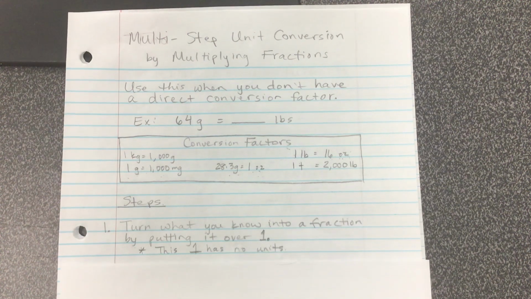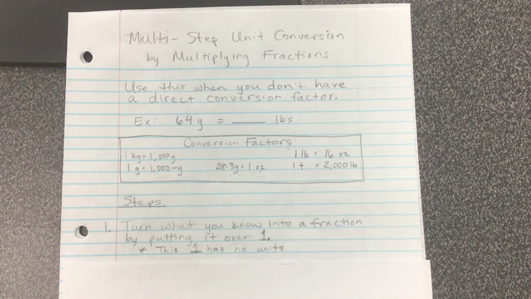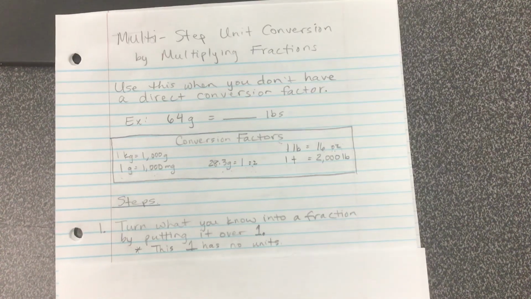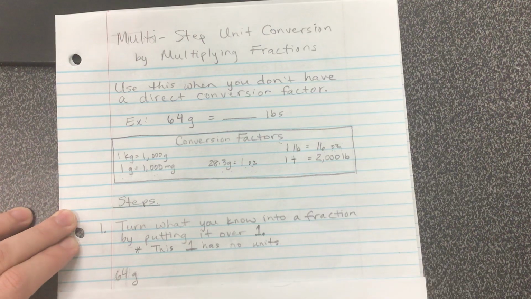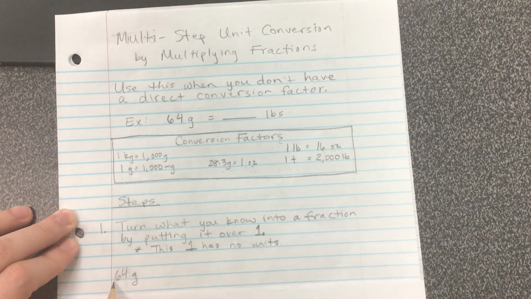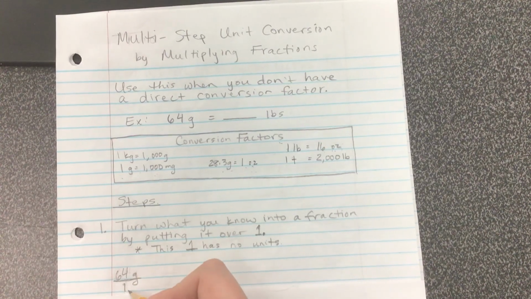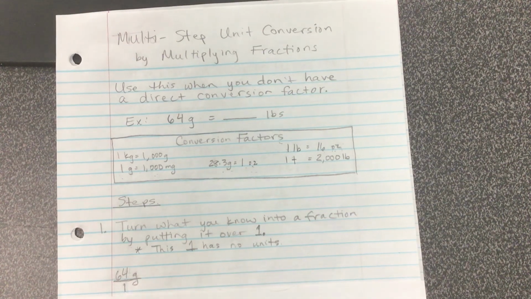First, just like previously, we're going to start by taking what we know, the value we've got, and turning it into a fraction by putting it over 1. So in this case, we're going to have 64 grams, and we want to dress it up like a fraction. So we're turning this whole number into a fraction by putting it over 1. Very important to remember, this 1 does not have units, so nothing needs to go there.